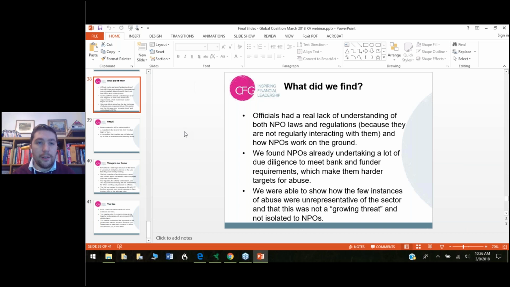So there was a lot of due diligence and compliance taking place in our sector, which obviously makes them harder to be abused and also meets a lot of the concerns which government had, which was they thought that we weren't doing any of these things. I think they thought it was a wild west out there where NGOs were just chucking money around the world and weren't checking it or following where it went to. So we were able to really demonstrate a strong body of evidence that that wasn't the case. And again, we were also able to show how few the number of instances were of abuse.